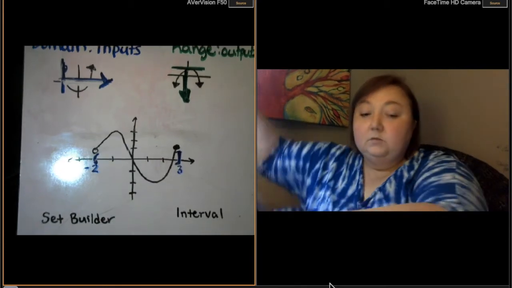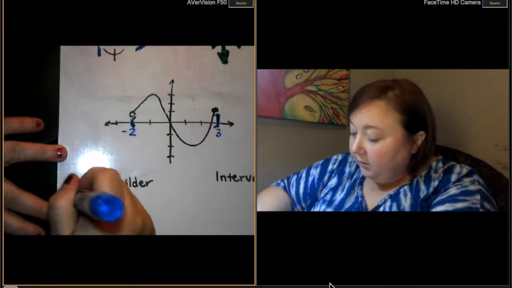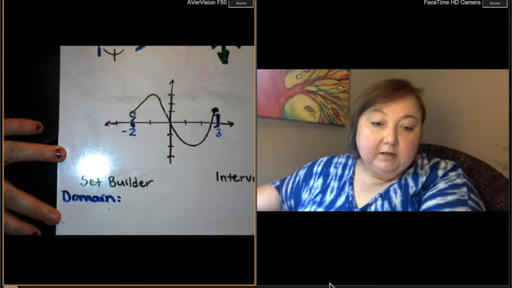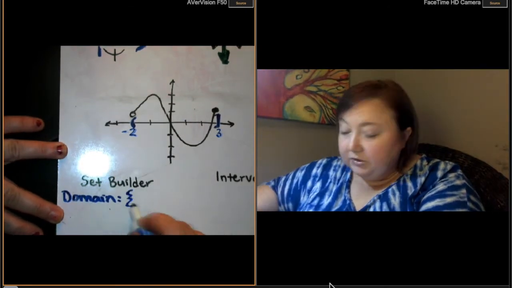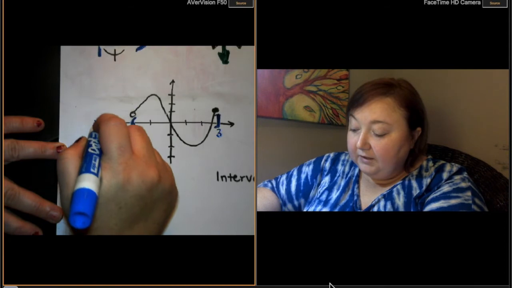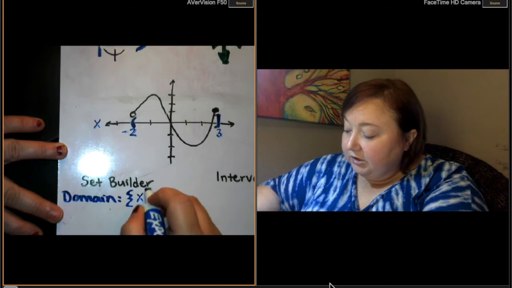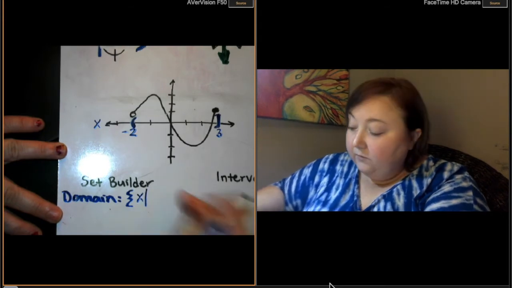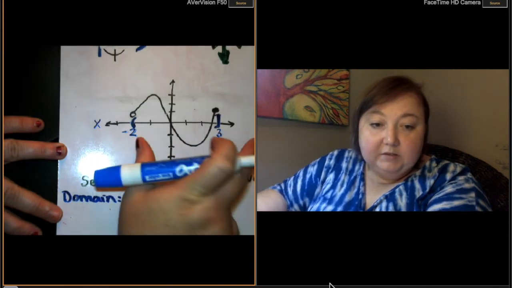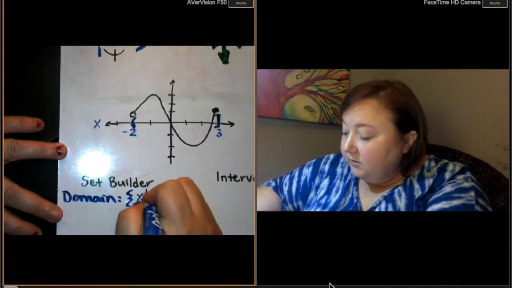Okay? So when we talk about set builder notation, when we're writing our domain, we have our bracket, and we're saying that it's our domain, so this is our x-axis, so it's saying that it's the x values such that, okay, and we just see that it's between -2 and +3. It includes +3, but does not include -2, because at -2 we see that it's an open circle. So -2 is our smallest.